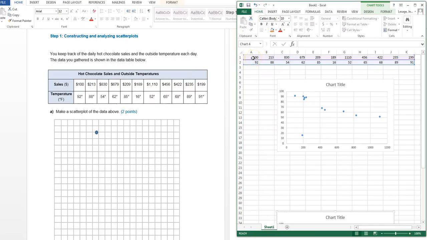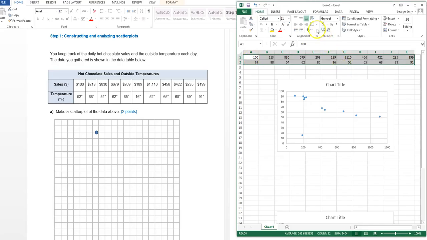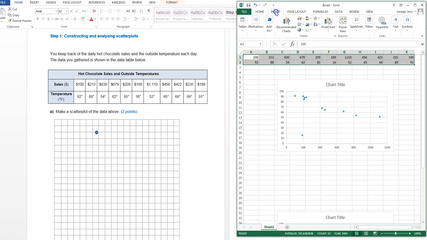I then did an operation where I highlight all of the data, and I go to Insert again. And this time I'm going over to Charts. I'm going to insert a chart, and I picked this chart right here, the scatter plot. And when I clicked on that, I got this chart to show up.